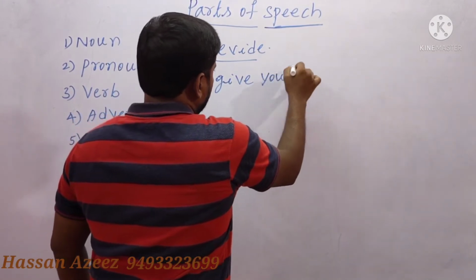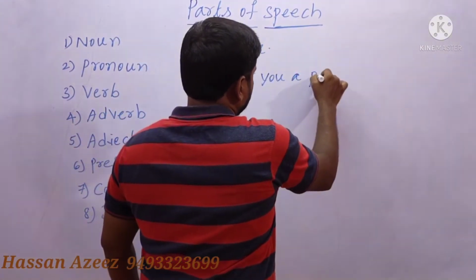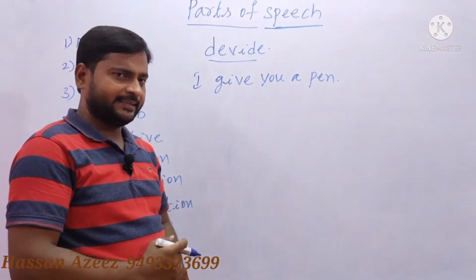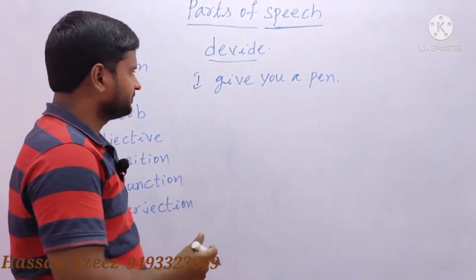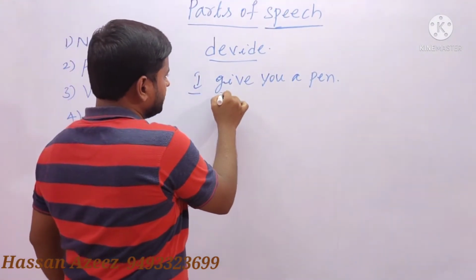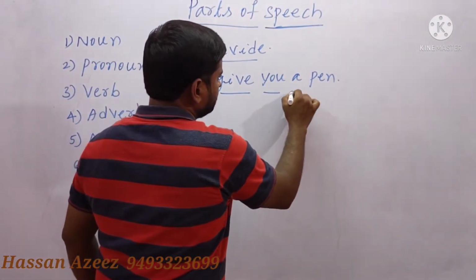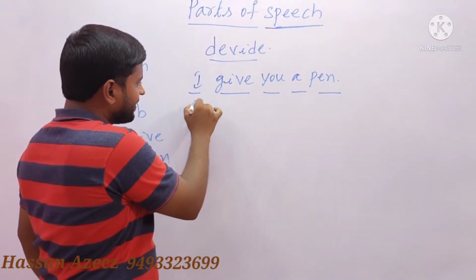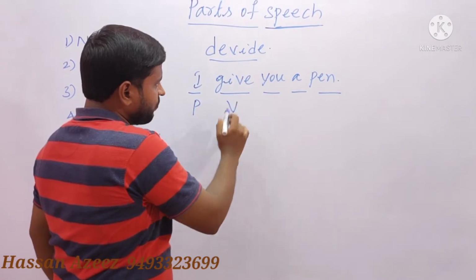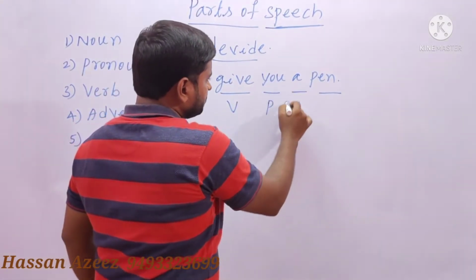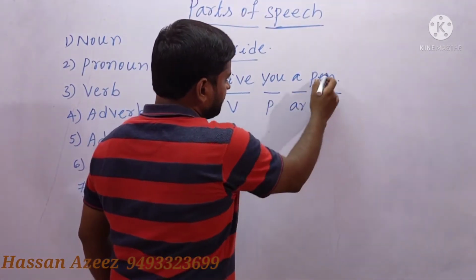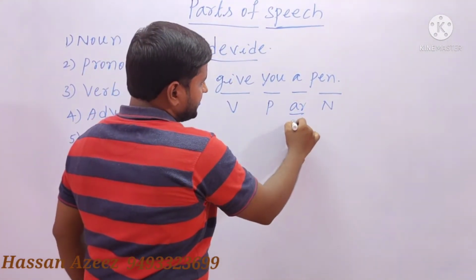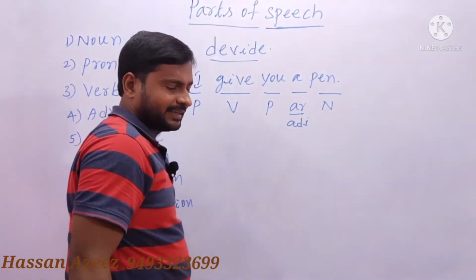I give you a pen. It is a sentence. I give you a pen. As you know, I is a pronoun, give is a verb, you is a pronoun, a is an article, pen is a noun. Okay, and you can take it as an adjective in the sentence.